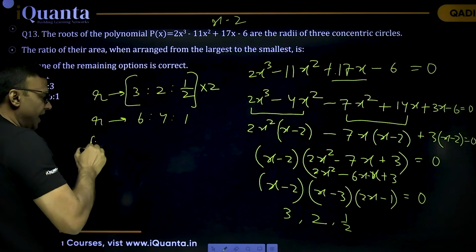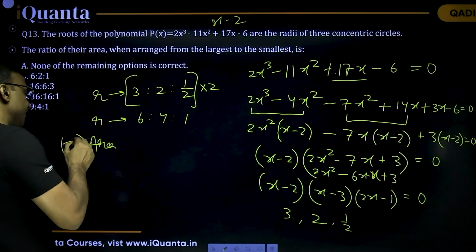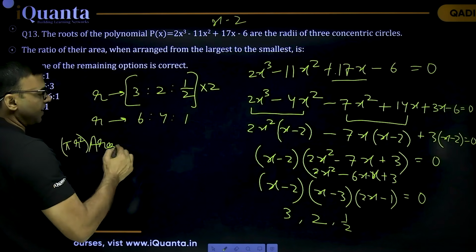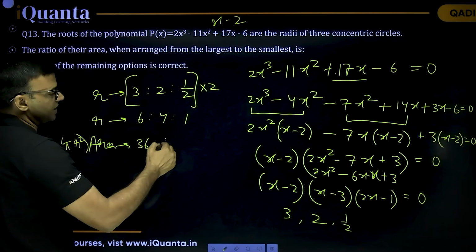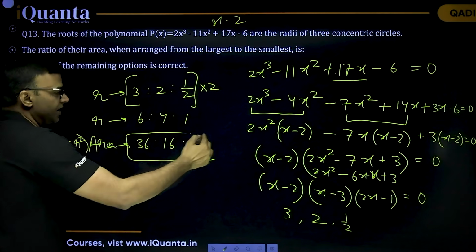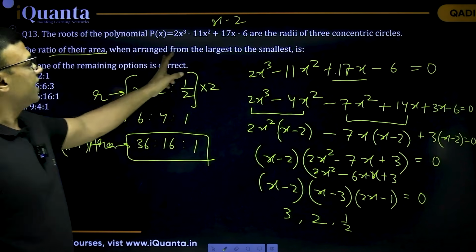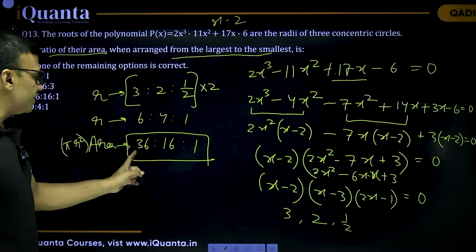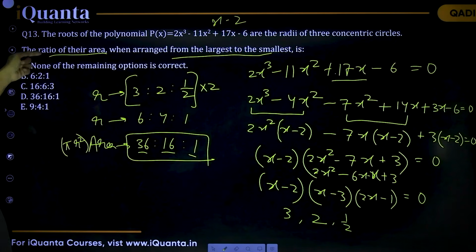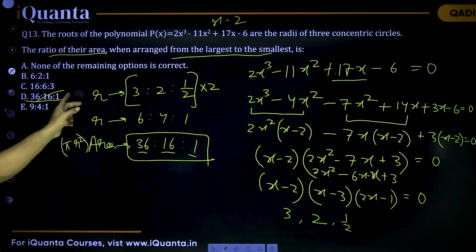So the ratio of area is what? Remember, area is pi r square. Pi is anyway getting cancelled, we only need r square. So r square will be 36 is to 16 is to 1: 6 square, 4 square, 1 square. So this is the required ratio of areas. The question is, ratio of the area when arranged from largest to smallest is 36, 16 and 1. Check the options: 36, 16, 1. Option D is the correct answer.